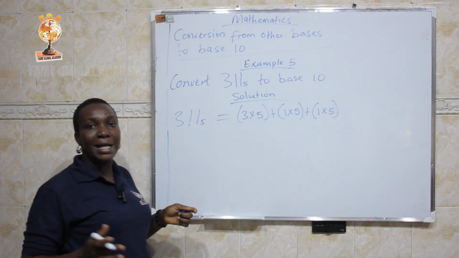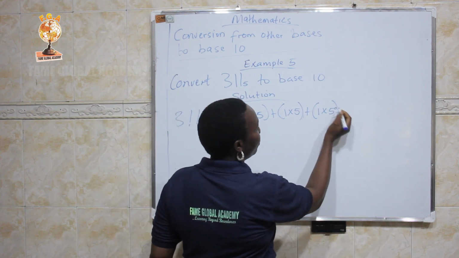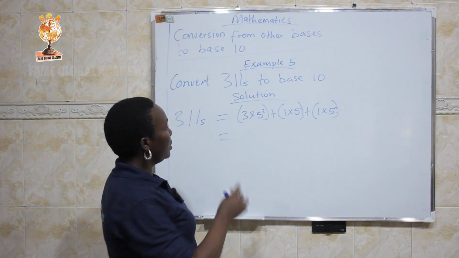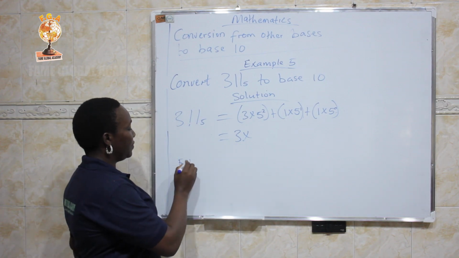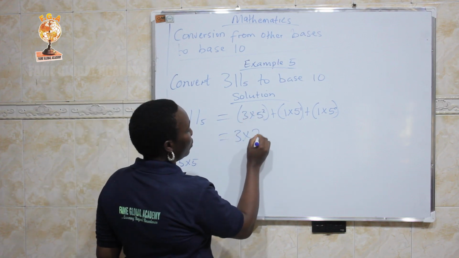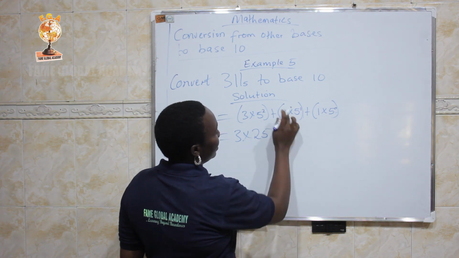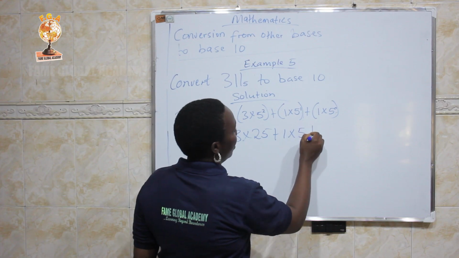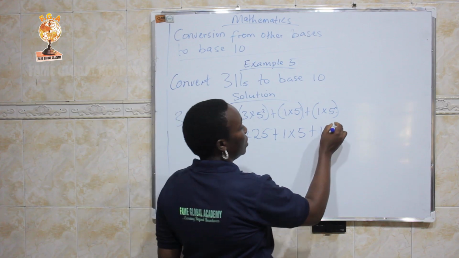Then after that, you add the powers of the base starting from 0 from the last one, which is 0, 1, and what? 2. Okay, so this will give us 3 times 5 raised to the power of 2, which means 5 times 5. And that will give us what? 25. So this is giving us 25. Then put your addition sign. This is 1 times 5 raised to the power of 1, which is 5. So I have 5 here, plus 1 times 5 raised to the power of 0. The answer is what? 1.